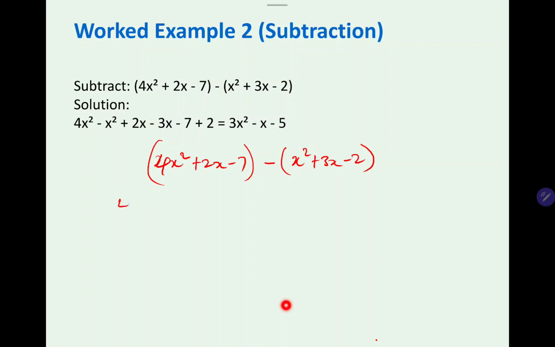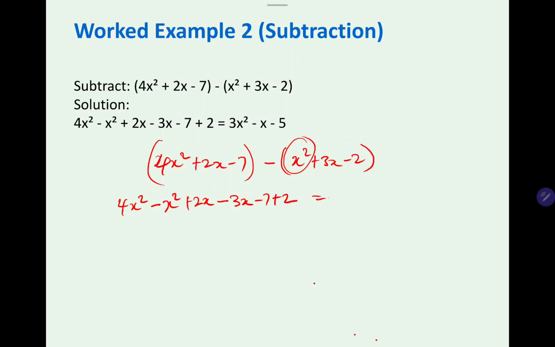So we take our matching terms, 4x squared. Remember, the operation we are performing is a minus, subtraction. We'll subtract x squared from this, and the next thing is plus 2x minus 3x, and the next thing is minus 7 minus 2. So you know, when we have minus, it becomes plus, so it becomes plus 2.